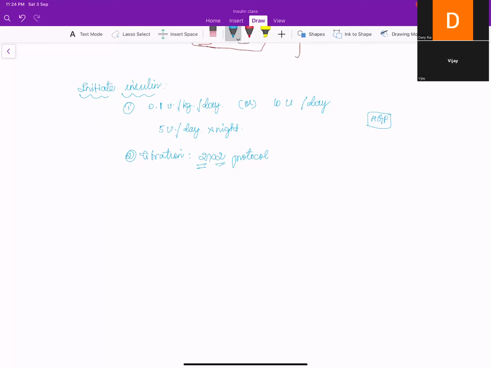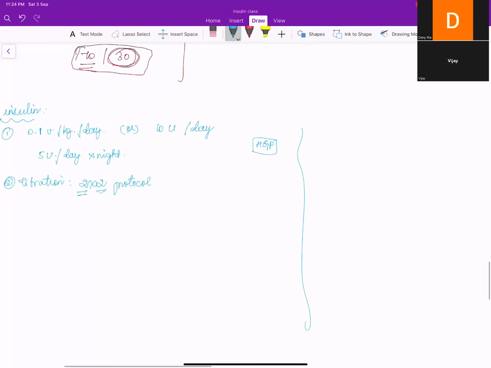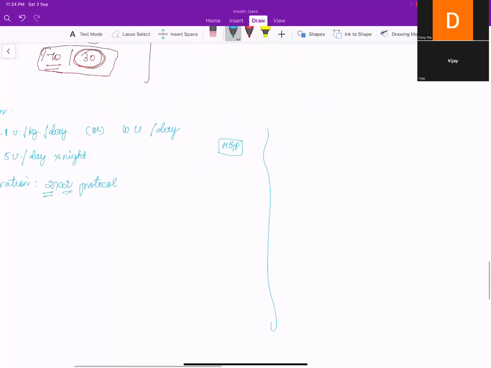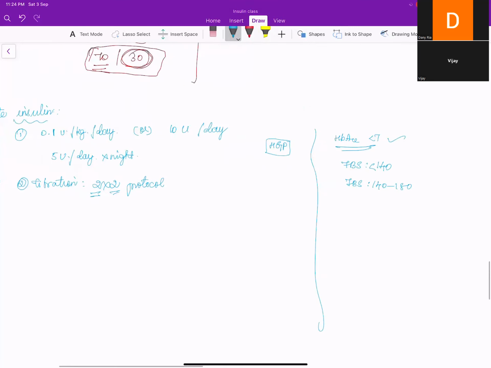And you remember the targets we discussed last week? HbA1c should be less than 7. FBS, I told you, depends upon the risk of hypoglycemia. For a patient at low risk of hypoglycemia, less than 140 will be the FBS target. For a patient at risk of hypoglycemia, 140 to 180 will be the target.